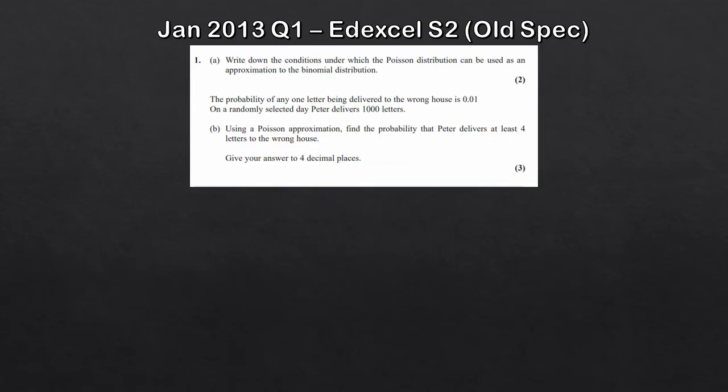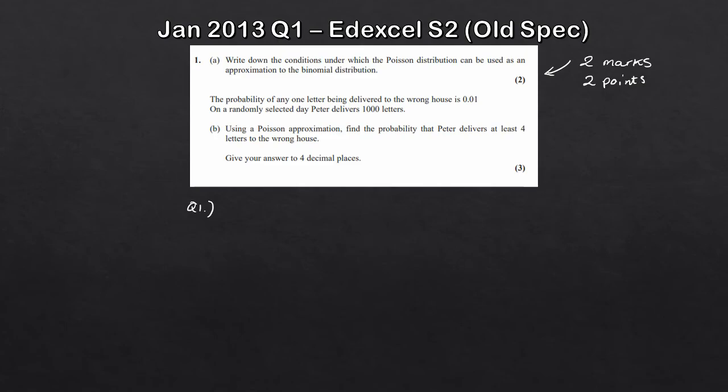So this is Jan 2013, again off the old Edexcel further maths spec. So S2, question 1. Another question again in which it wants a bit more detail. So 2 conditions, and we know I want 2 because look at the marks. 2 marks, 2 points. Okay, so you use the marks as a guide a lot of the time. It's a big hint of how many points you need to give. So I need 2 points for this.